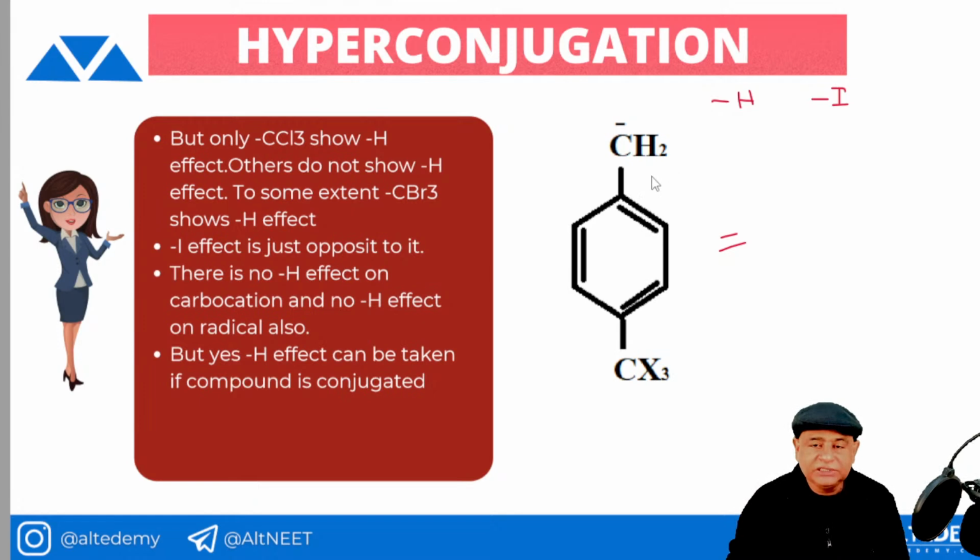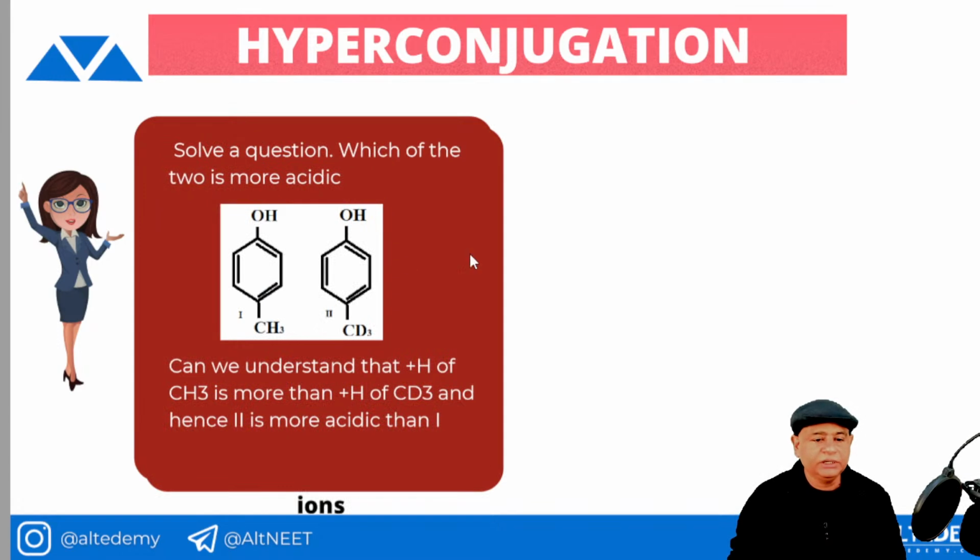Here you can generally see that minus H effect can be seen, because you can easily understand if it is minus CH2, then you can say it is Sp2 hybridized. And if it is Sp2 hybridized, then obviously pure p orbitals will be present out there, right? Okay. Let us solve a question. Suppose you have been given these two compounds where phenol is there, and with phenol in the first case CH3 is attached, in another case with phenol CD3 is attached.